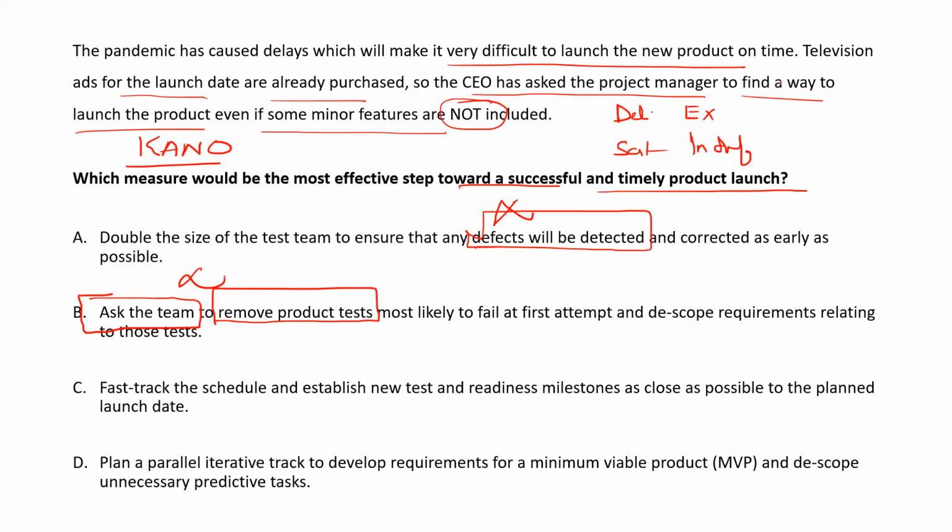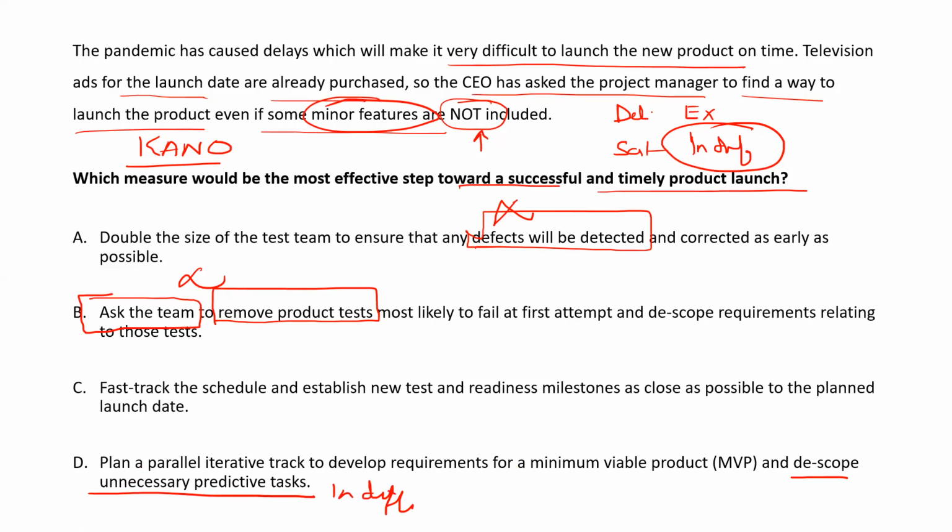So as I told you, when I was reading here, it was related to prioritization. So we have what prioritizations, Moscow and Kano. So they are saying some minor features are not included, which means they are saying remove the indifferent, I don't care. Remove the indifferent, which means descope the unnecessary predictive task, which is what? Indifferent features.